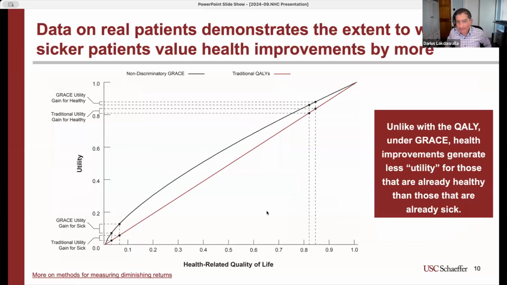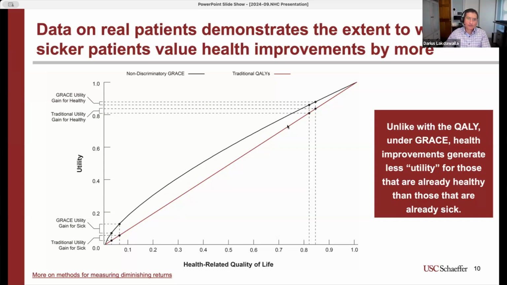So this is the only math I'm going to show you. It's in the form of a graph, and it's just meant to demonstrate that if you collect data on the preferences of real patients, what we see is that, in fact, sicker patients value health improvements more than healthier patients do. And the reason why is the curvature in this black curve.